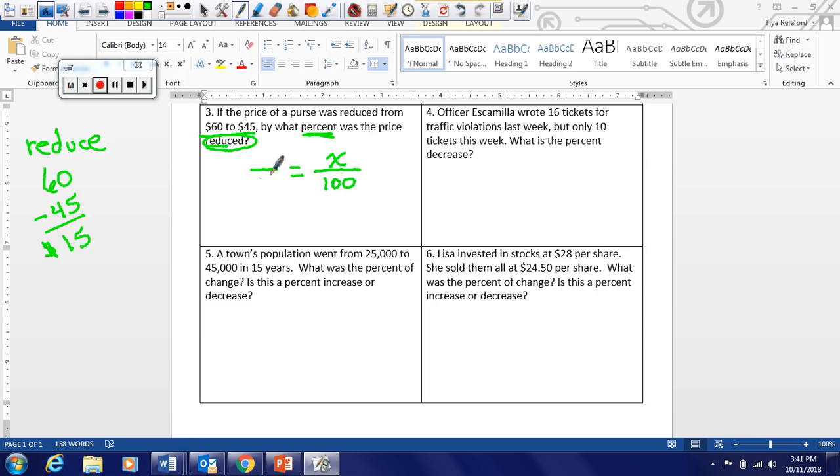We're looking for the percent. We know it went down $15. What's my original? Is my original $60 or $45? Yeah, the purse started at $60. Go ahead and solve. 15 times 100 and 60 times X. And then divide by 60.